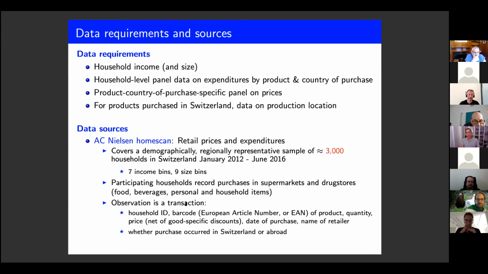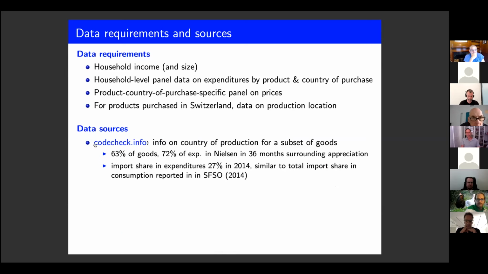So an observation is a transaction: the household ID, the barcode of the individual good, the quantity, so we can construct expenditures, the price, the date of purchase, and the name of the retailer. And there's a code whether the purchase occurred in Switzerland or abroad. In order to get the country of production, we're going to use this webpage called codecheck.info, which gives the country of production for a subset of goods. The barcode is not that precise, at least for Switzerland, to know whether the good is imported or not.